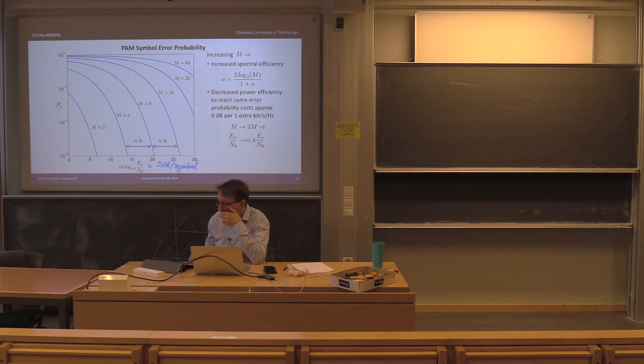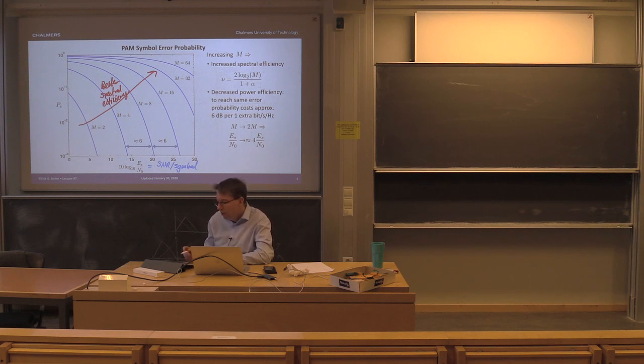So when we increase M, what is good with this? Well, the data rate increases, for the same symbol rate, since we fixed the symbol rate. The more M we have, the more bits per symbol we have, the higher the data rate and the higher the spectral efficiency. So spectral efficiency increases like this. Better spectral efficiency.